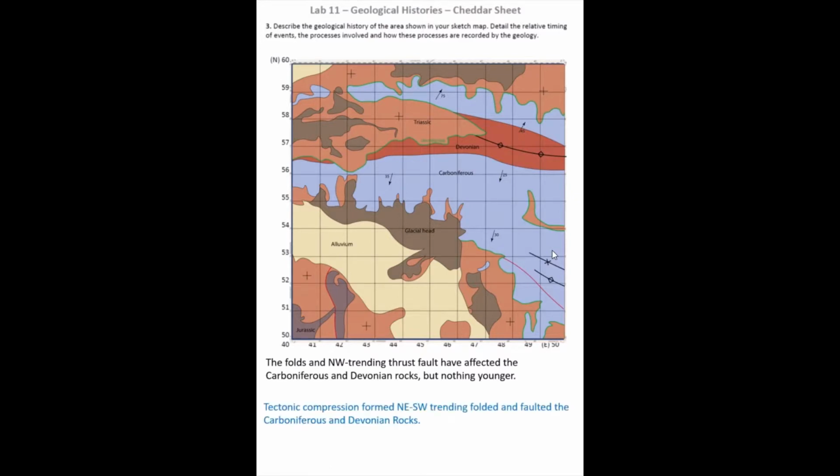So what I can say is that tectonic compression formed these northwest-southeast trending folds, and also probably faulted the Carboniferous and Devonian rocks. So these folds that we're seeing here and here, they've been formed from compression. At this point, I don't know which event happened first, the faulting or the folding. I haven't got a cross-cutting relationship or any information about which happened first. So I'm going to put them together as a general tectonic event.